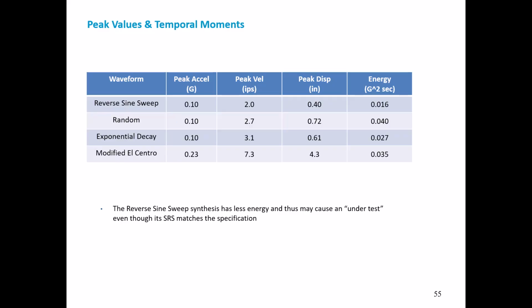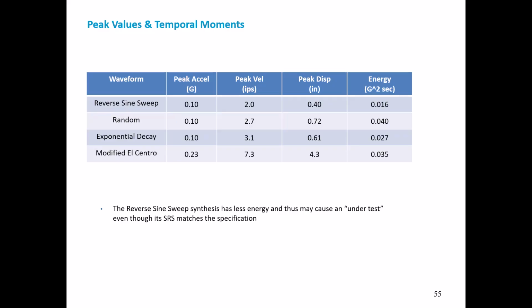Turns out they all had the same peak accelerations, a little bit different in velocity. Reverse sine sweep had the least velocity of those 3, and also the least displacement. Now we notice that the energy content was different. The reverse sine sweep would have 0.016 g squared second, and then the worst case was the random at 0.04 g squared second.